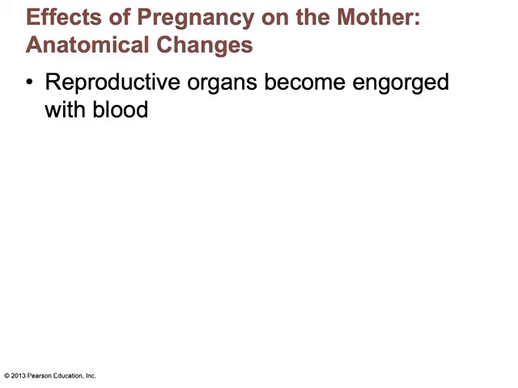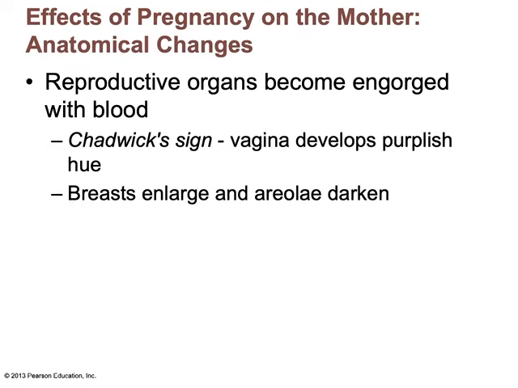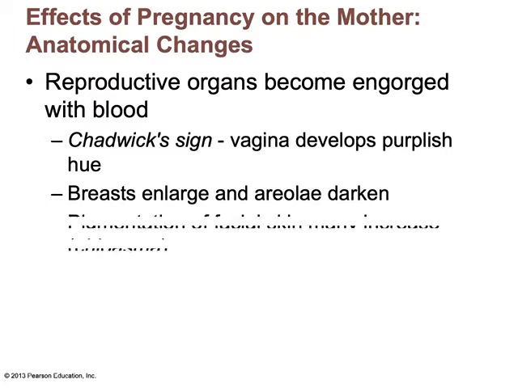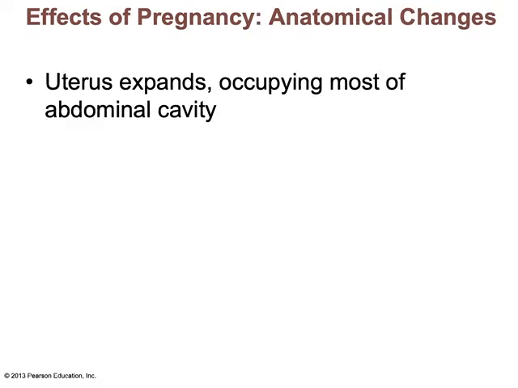Reproductive organs become engorged with blood. The vagina develops a purplish hue called Chadwick's sign. The breasts enlarge and the areola darken. The purpose of this ostensibly is to guide the infant to the source of the milk. Pigmentation of facial skin may increase, and we call this chloasma. The uterus expands and occupies most of the abdominal cavity.